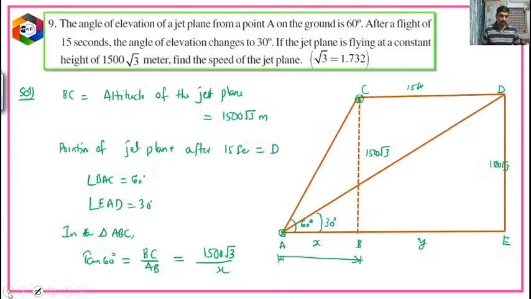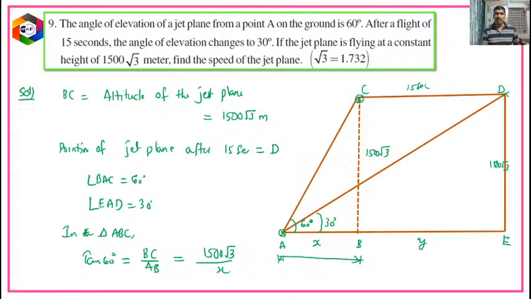Yes. So here is the jet plane position at the start. One person observes from A, and at that particular time the angle of elevation of the jet plane is 60. Now this jet plane has traveled for 15 seconds. After 15 seconds, the jet plane has reached the point D.